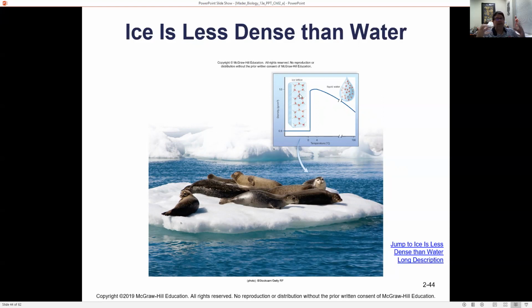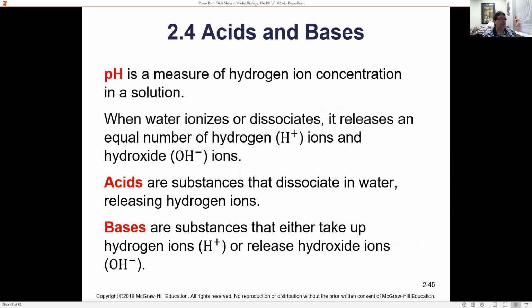The lattice is bigger, and this is why if you've ever put a beverage, a Coke or Dr Pepper or whatever, in the freezer to get it cold real quick and forgotten about it, it blows the container up, because as it goes below 4 degrees, it will expand and blow up in that freezer.